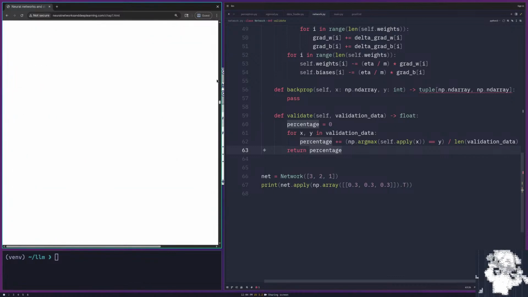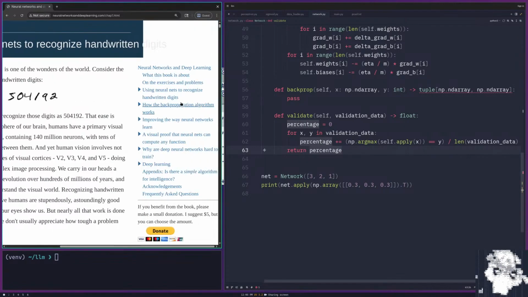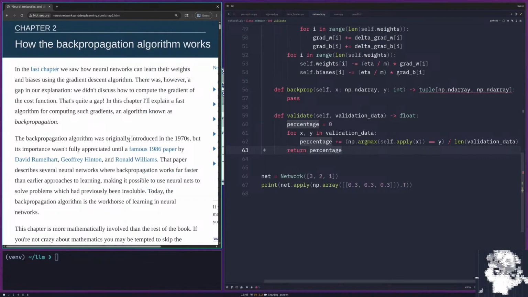Okay. End of chapter 1. Let's go to chapter 2. Learn about backpropagation, and hopefully we can actually run the neural network.